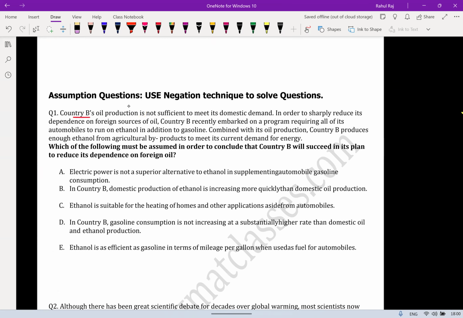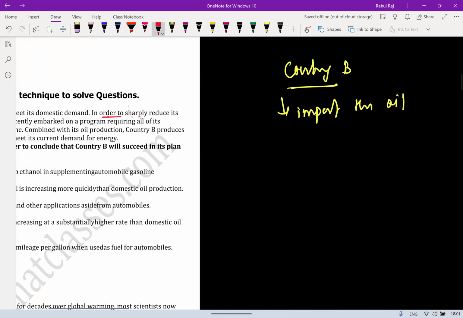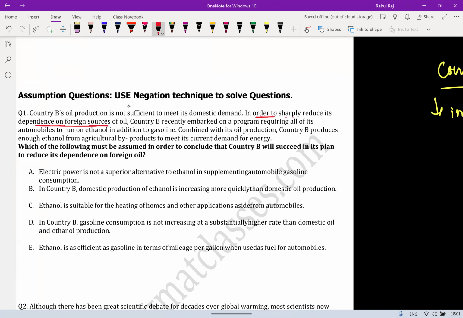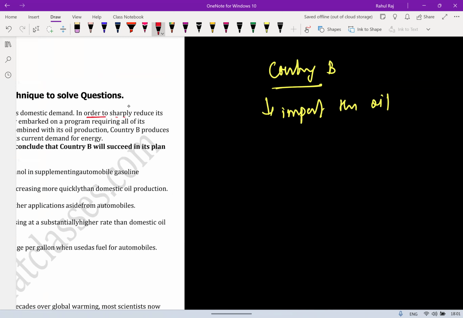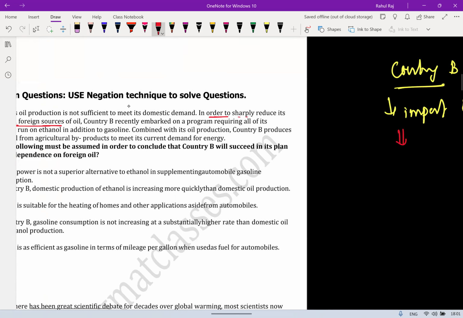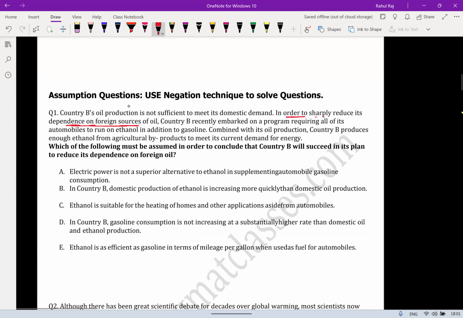Now check over here. The next statement says that in order to sharply reduce the dependence on foreign source of oil, country B recently embarked on a program requiring all its automobiles to run on ethanol in addition to gasoline. First of all, they are trying to say that country B oil production is not sufficient, so they have to import the oil. Now what they are trying to say is, they want to sharply reduce the dependence on foreign source of oil. First of all, tell me, right from in order to this place, did we read fact or do you feel that there is a conclusion in this?